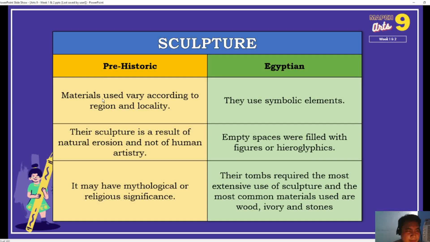For prehistoric, materials used vary according to region and locality. Their sculpture is a result of natural erosion and not human artistry, and it may have mythological or religious significance. On the other hand, for Egyptian sculptures, they use symbolic elements. Empty spaces were filled with figures or hieroglyphics, and their tombs required the most extensive use of sculpture, and the most common materials used are wood, ivory, and stones.